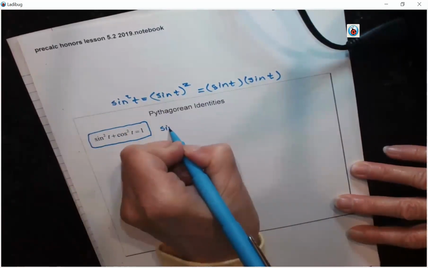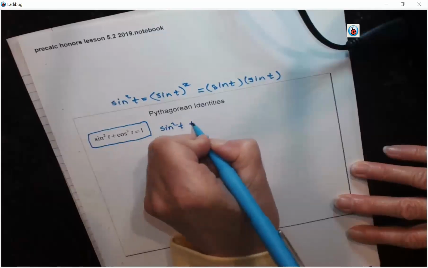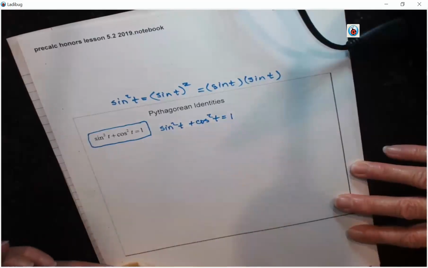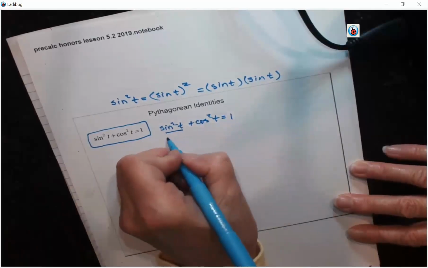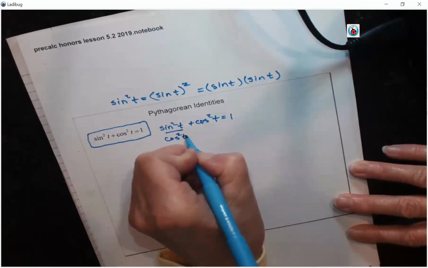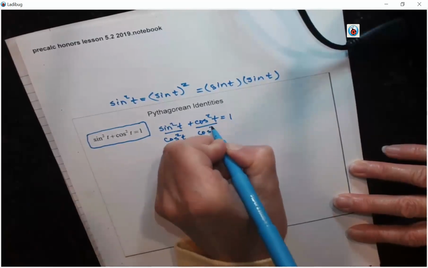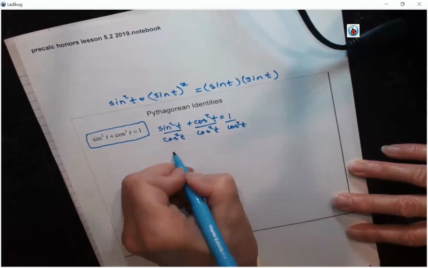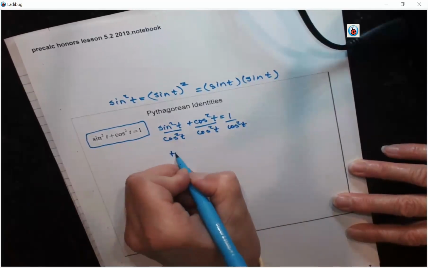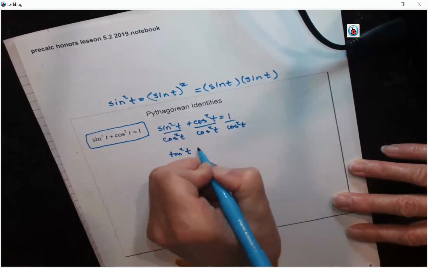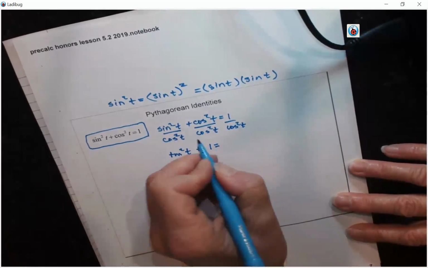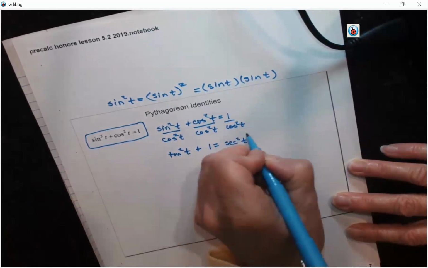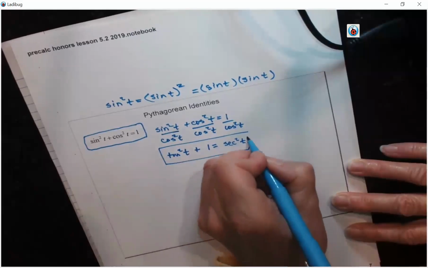Starting with this one, we know sine squared t plus cosine squared t is equal to 1. If I divide both sides of this by cosine squared t, I end up with sine squared t over cosine squared t, which is tangent squared t, plus 1, and 1 over cosine squared t is secant squared t. So there's one of the other Pythagorean identities.